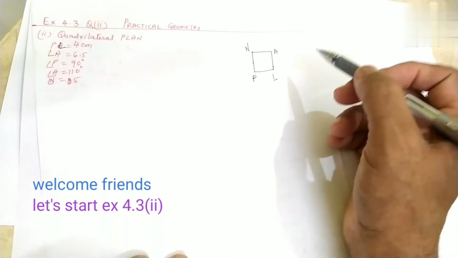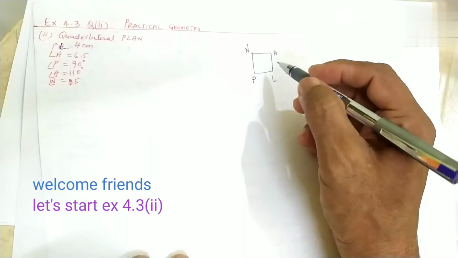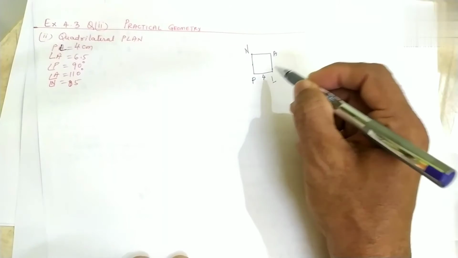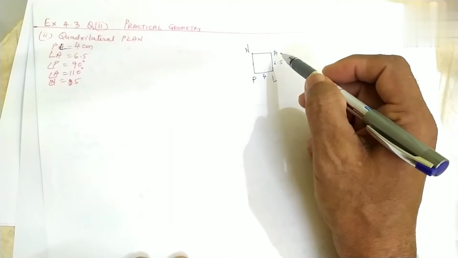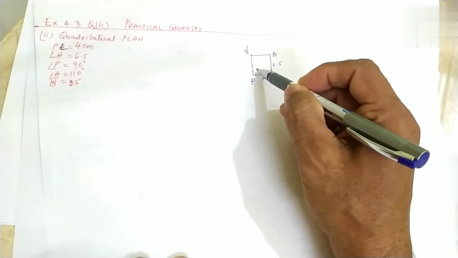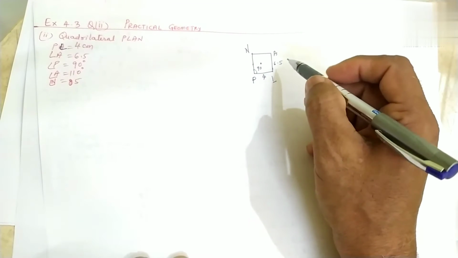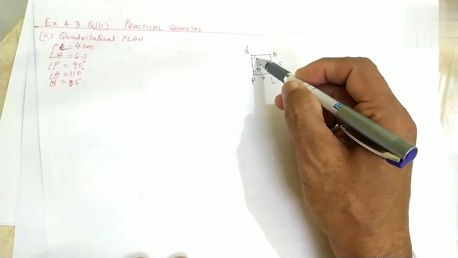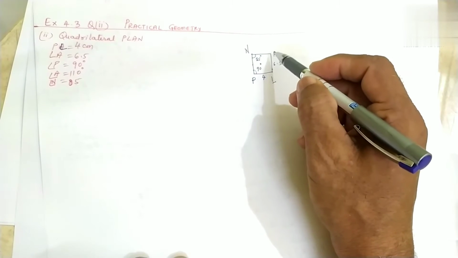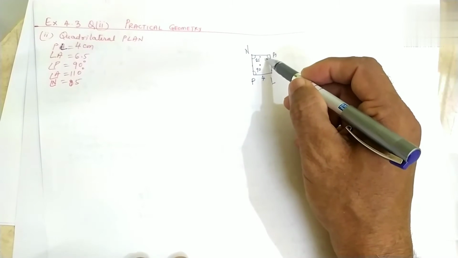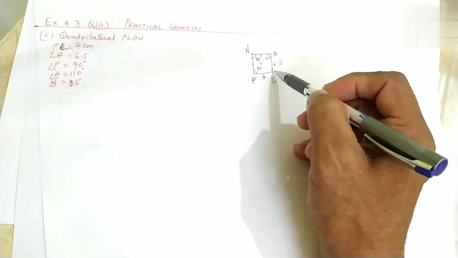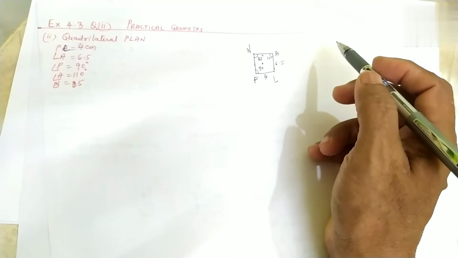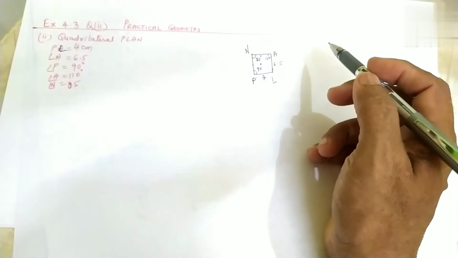So let us see a small diagram that we have drawn. PL is 4 centimeters, LA is 6.5 centimeters, angle P is 90 degrees, angle N is 85 degrees and angle A is 110 degrees. As we can see here, angle A is not given, so we will find out angle A.